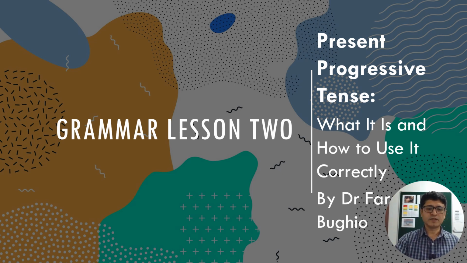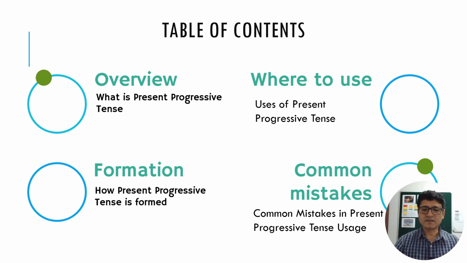Now let's get going. In today's class, I'll provide you an overview of this tense. Then we'll talk about how present progressive tense is formed. Then we'll talk about how to use it and where to use it. And in the end, I'll also tell you some common mistakes that people normally make while using this tense.